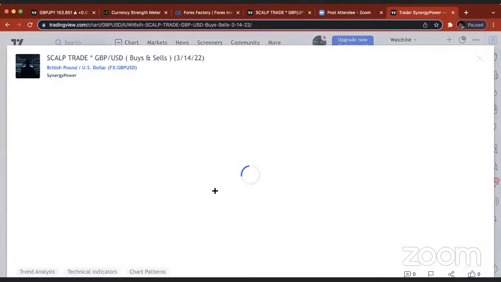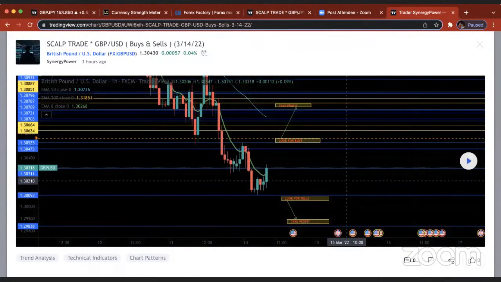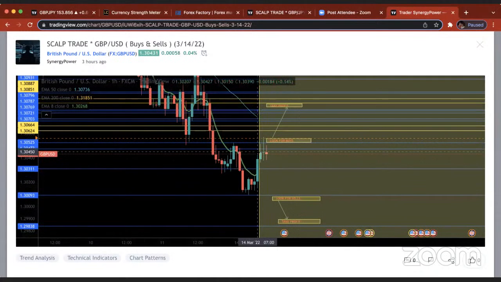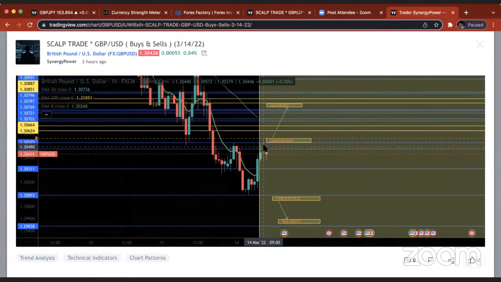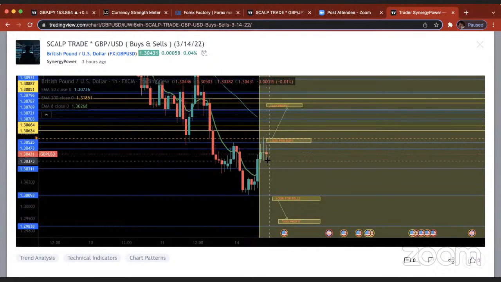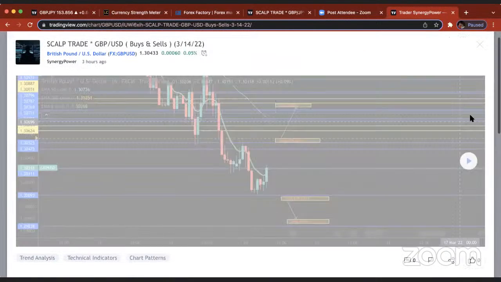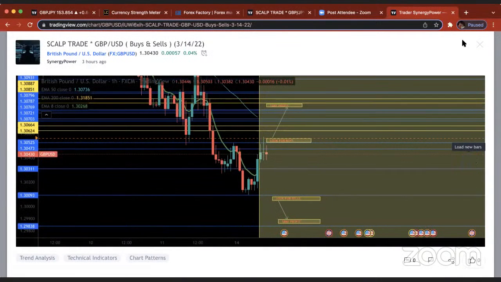What has happened since on GU? Posted this three hours ago. This is how it looked. Boom. No confirmation. It rejected. Indecisive candle. And this is where it's currently at. So that's why we are in no entries on GU.